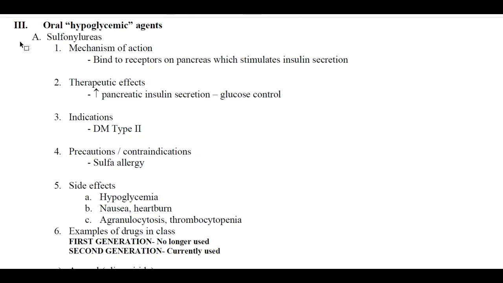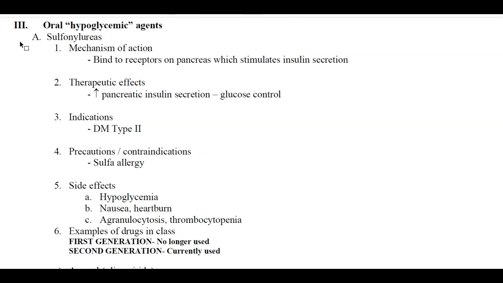The first class of medications that we're going to talk about is sulfonylureas. Their mechanism of action is by binding to receptors on the pancreas, which then stimulates insulin secretion. Next is the therapeutic effects: increase in pancreatic insulin secretion, therefore glucose control. Indications: diabetes type 2. Precautions and contraindications: definitely sulfa allergy.